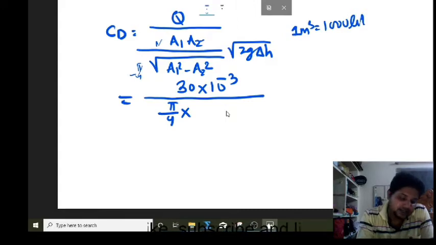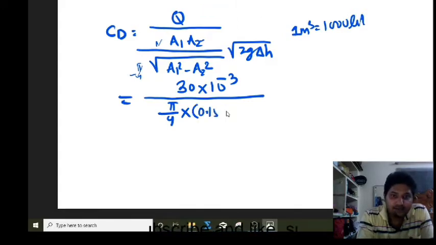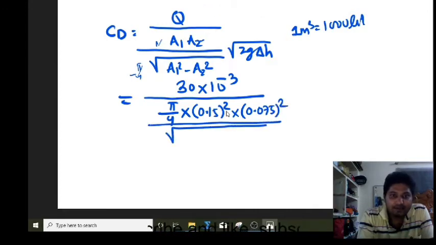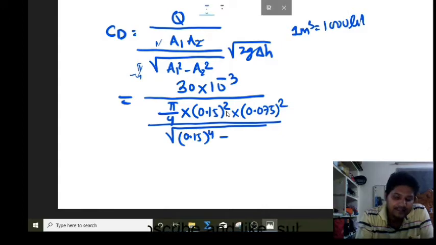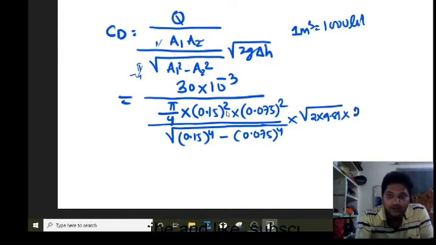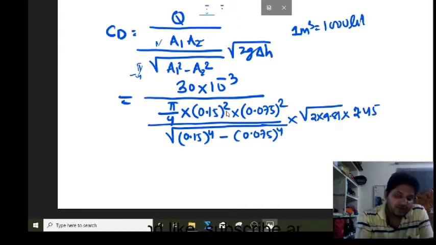D1 is given as 15 centimeters, so this is 0.15 square into 0.075 square, divided by pi by 4 d1 square, so d1 to the power 4, 0.15 to the power 4 minus 0.075 to the power 4, into square root of 2 into 9.81 into delta H, given as 2.45. Now if you solve, this CD value is coming out to be 0.95.